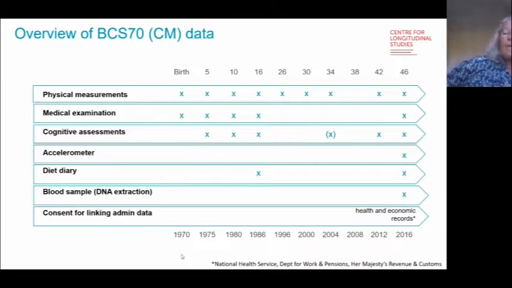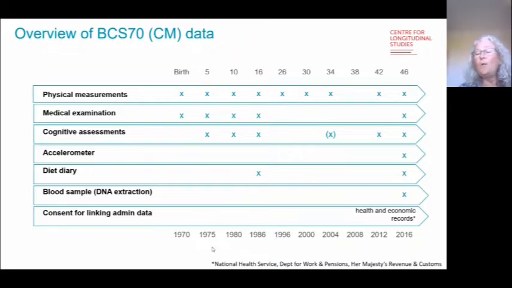So also a number of measurements and samples have been collected throughout the life course. There are a variety of physical measurements at most sweeps, medical examinations, as I've mentioned, the most comprehensive at ages 10, 16 and 46. A variety of cognitive measures, ability and attainment measures in childhood, as well as basic skills, literacy and numeracy at age 34, and in midlife, looking at cognitive function.